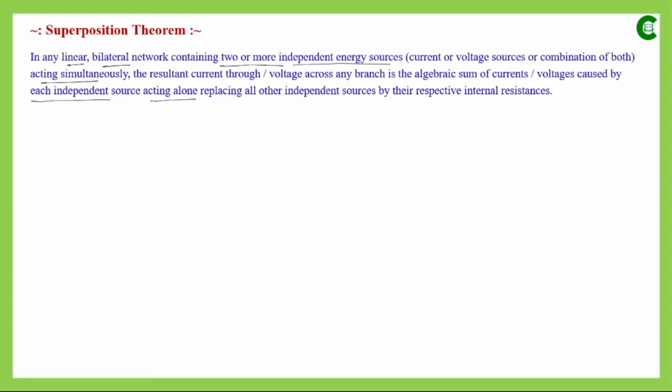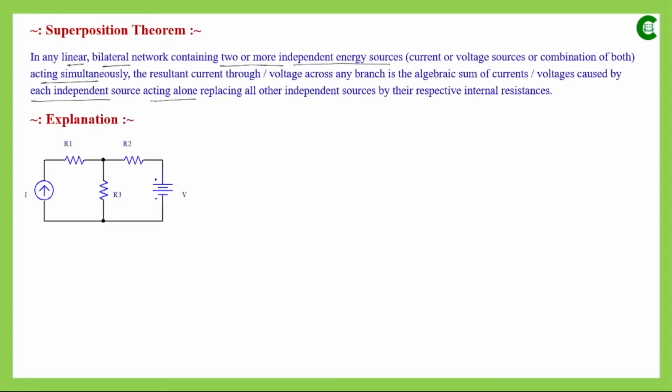Now we will understand the statement of this theorem by an electrical circuit. Here in this network, we can see three resistors having resistance values R1, R2 and R3 respectively, and there are two independent energy sources, one current source and one voltage source, which are acting simultaneously. Suppose we want to find the current I through resistor R3. As per this theorem, we will consider one independent source at a time.